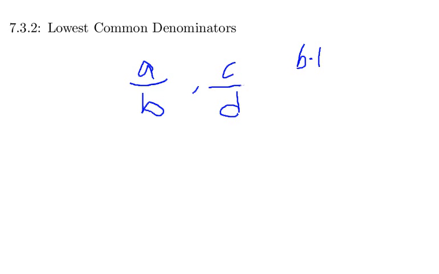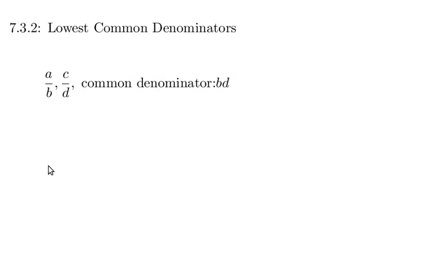I'm going to go ahead and write this out here. So if you have a over b and c over d, so if you have these two fractions, you have a common denominator in BD. Okay, let's clear that off.